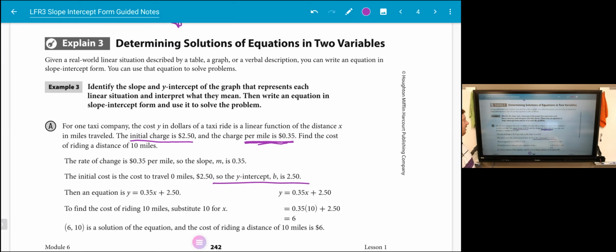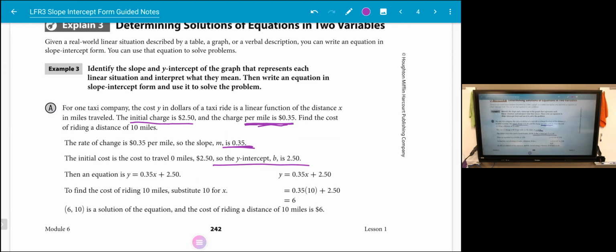Charge per mile: per most of the time will indicate that you have a slope. Per mile is 35 cents, or 0.35, or 35 hundredths. The equation is y equals 0.35x plus 2.50. In other words, y dollars to travel x miles, distance x miles. So what we got to do, we plug our stuff in.